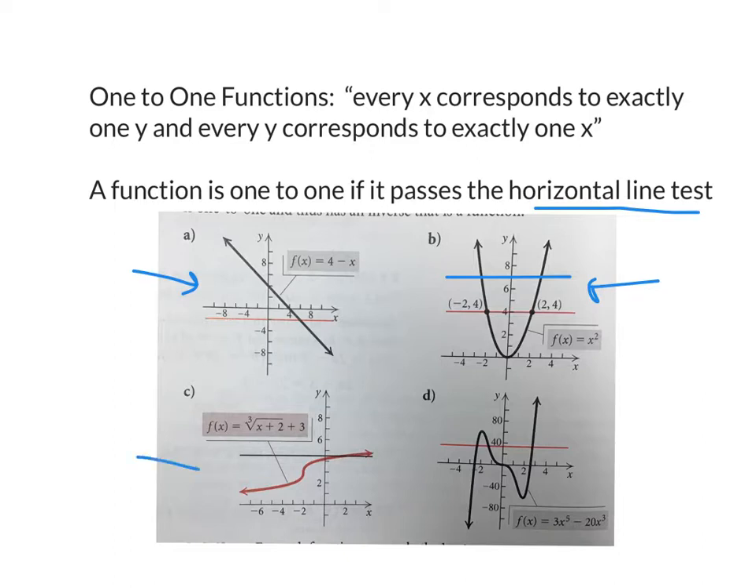Part C down here, that one definitely is. If I draw a horizontal line through there, no matter where I draw it, I'm only going to hit it one time. So that is a function. It's a one-to-one function. Part D is a function because it passes the vertical line test. It is not one-to-one because you can see the line, as I just drew it in blue, crosses it more than once. So the best way to tell if something's one-to-one is to punch it in your calculator and see if it passes the horizontal line test.